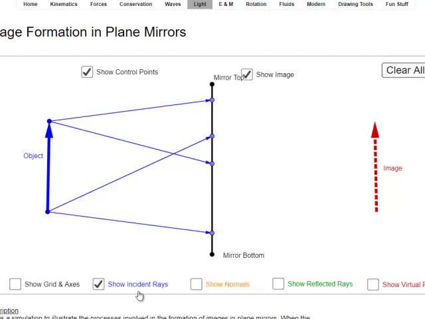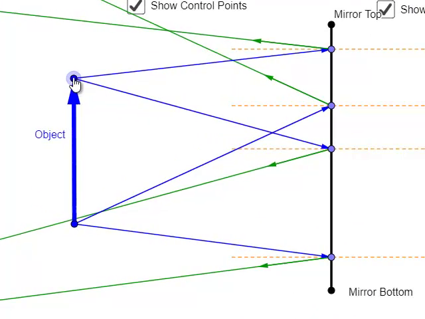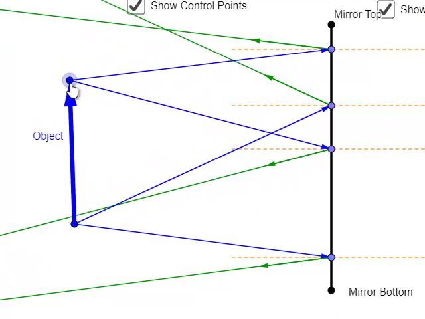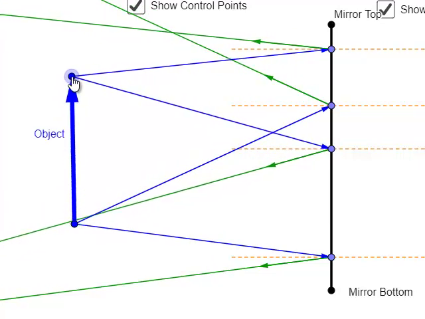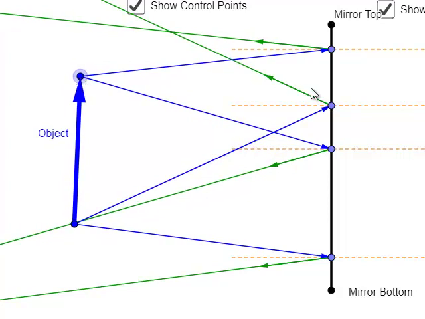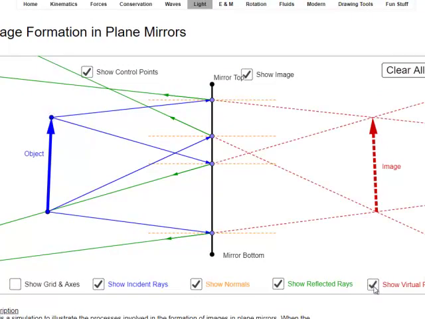Show the incident rays, and then of course show the normals and the reflected rays, and we can see the law of reflection at work. And if I move this one here, you can see that the incident angle is always the same as the reflected angle. Okay, now on the right hand side, what is happening is I take these green light rays here and extend them to the right hand side, and there they form the image. Two from the top, which gives me that, two from the bottom, which gives me that.